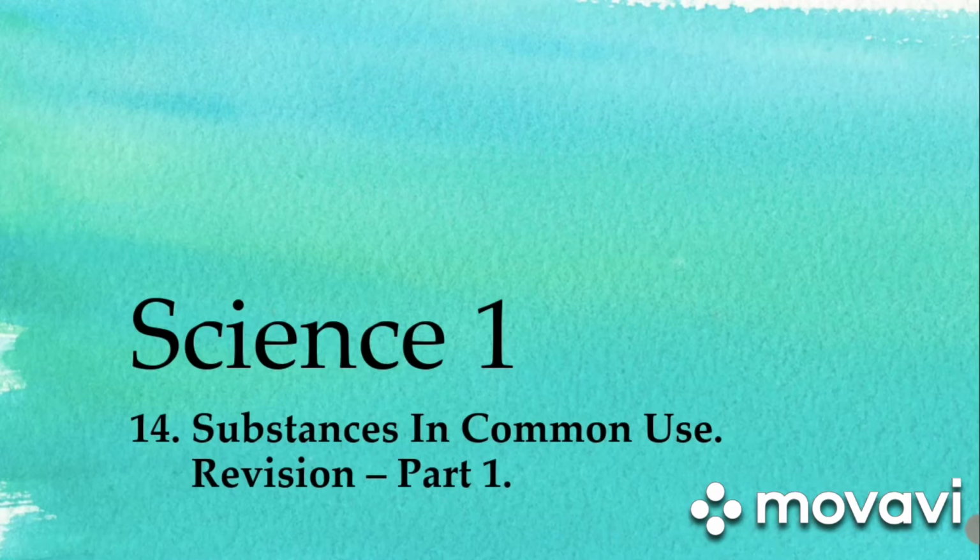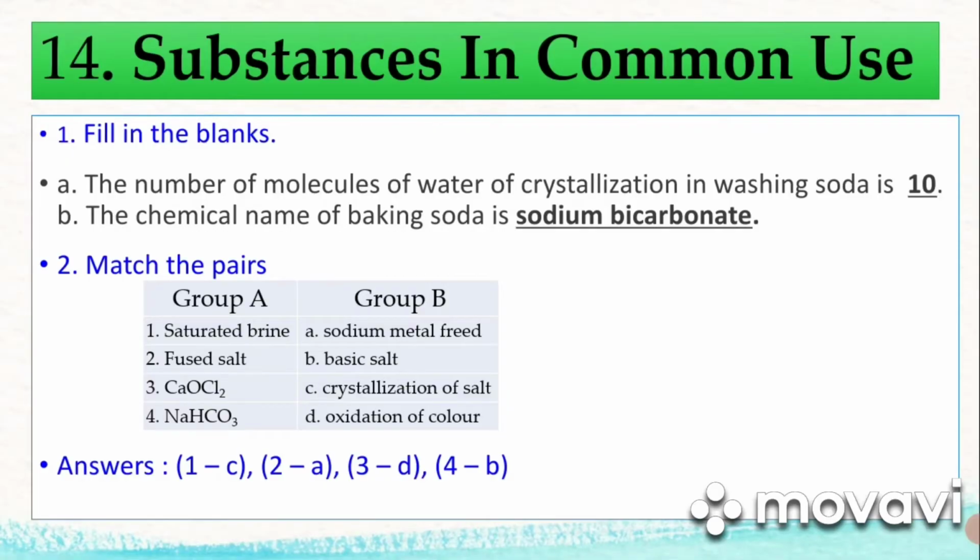Hello students, in Science 1, let us revise Chapter 14, Substances in Common Use. Question 1, fill in the blanks. Subdivision A, the number of molecules of water of crystallization in washing soda is 10. Subdivision B, the chemical name of baking soda is sodium bicarbonate.